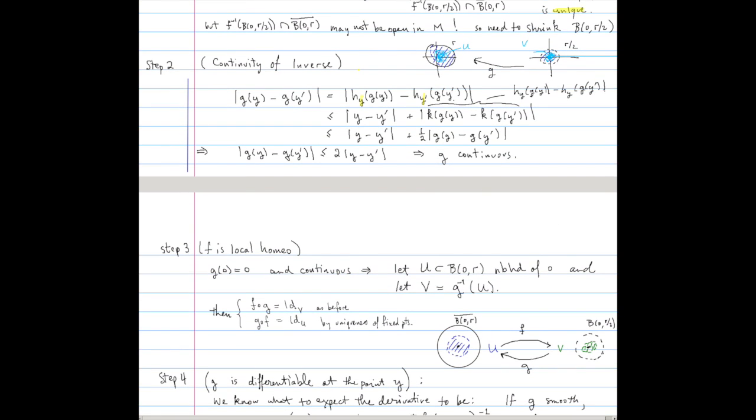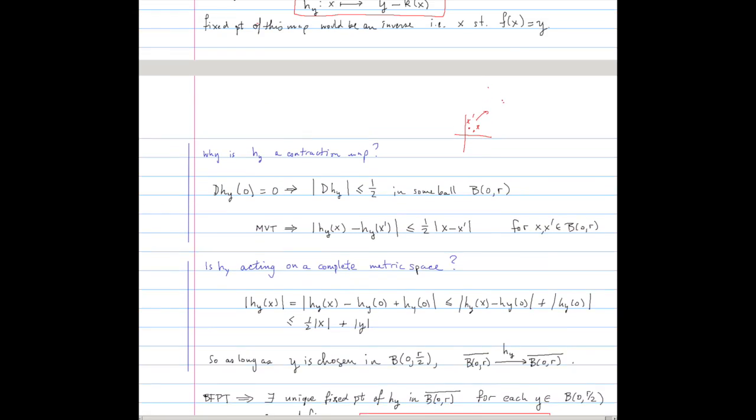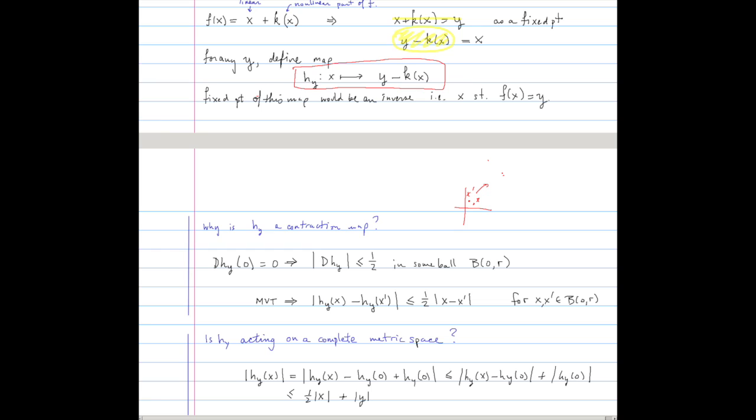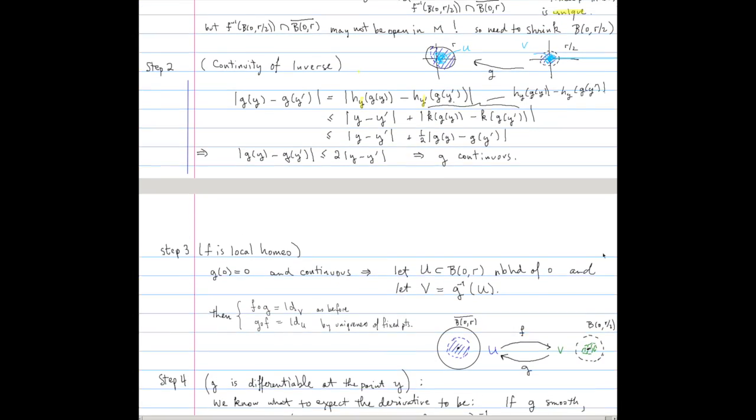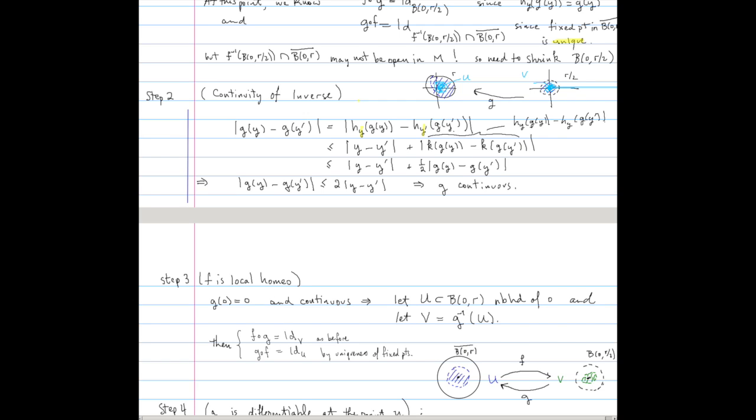Oh, and the fact that G actually takes 0 to 0, because if we go back to the map HY, if y is equal to 0, then the map is x goes to k of x, or minus k of x, right? So if y is equal to 0, then h of x is k of x, and the fixed point is what? Well, the fixed point is x equals 0. So this means that y equals 0 is sent to x equals 0. So this means that our inverse does indeed do what is required, in the sense that it does send 0 to 0. It's continuous. So this is what we do.